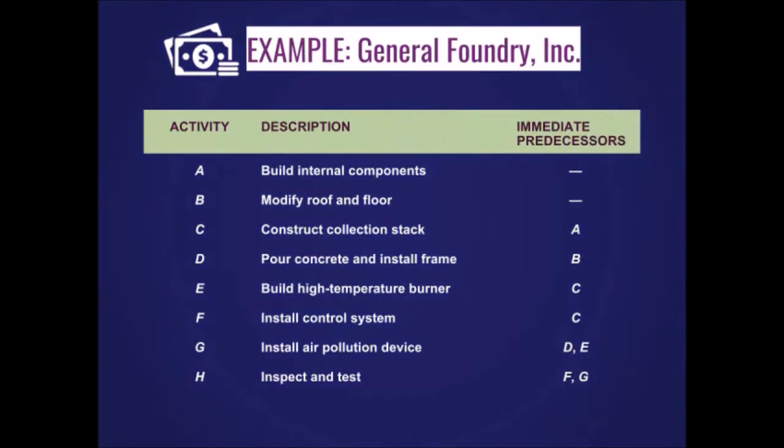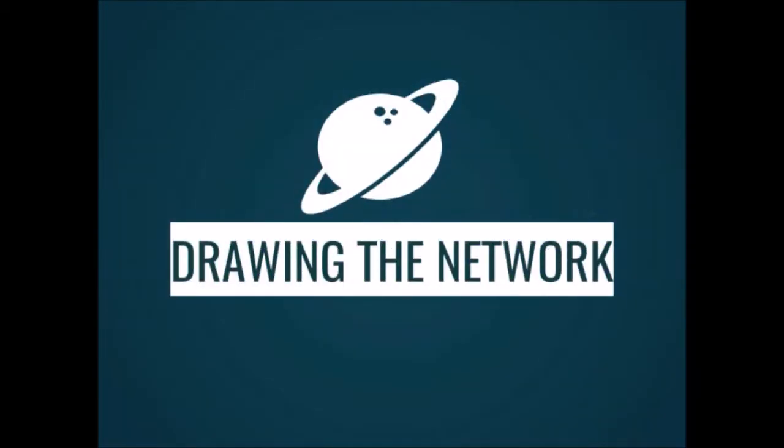Here, we have the activity and its description, and the immediate predecessors, or which activity should be done first before the next activity can be acted upon. For now, let us learn how to draw the network to understand the sequence better.